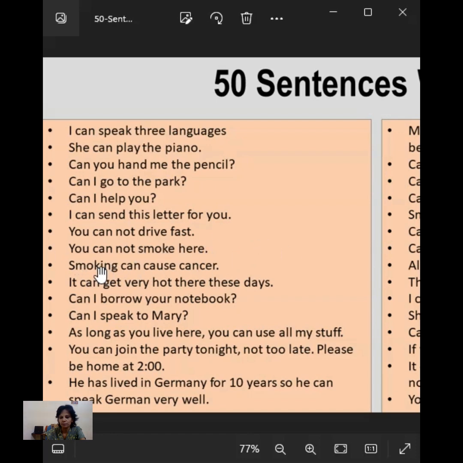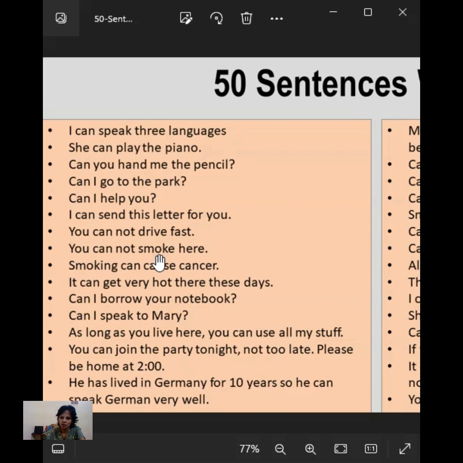And the next one, you cannot smoke here. In some restricted places you are not allowed to smoke, like hospitals or some other places, they don't allow smoking. You will be asked by other people to smoke somewhere else because there is a restriction on smoking.